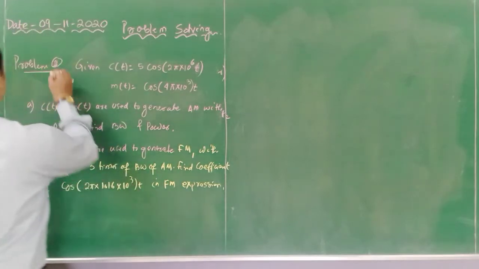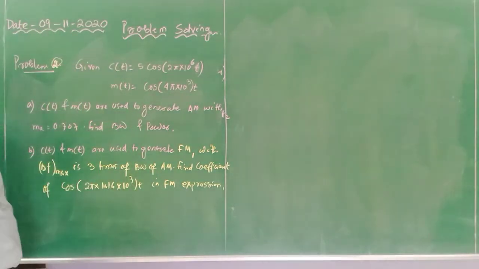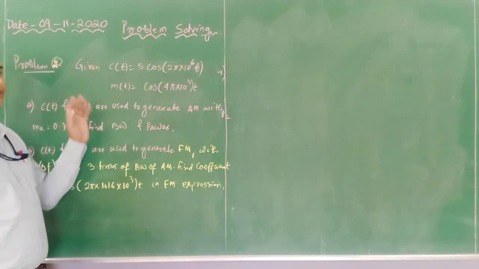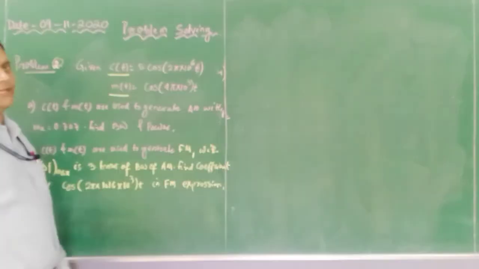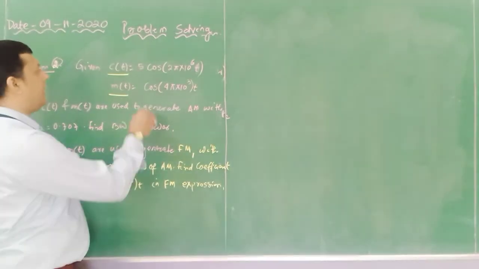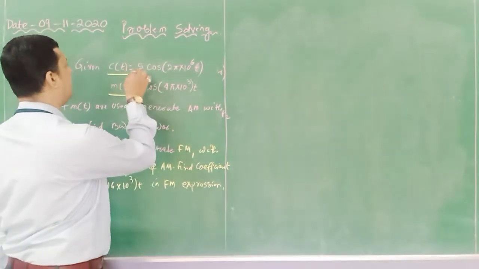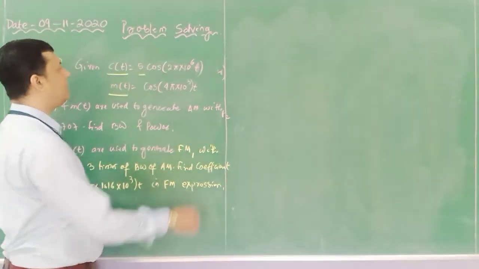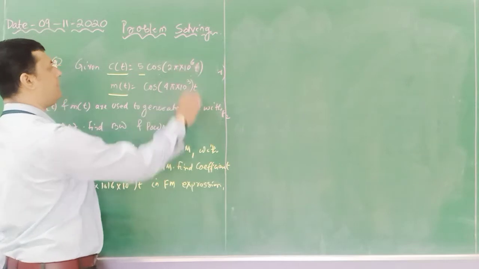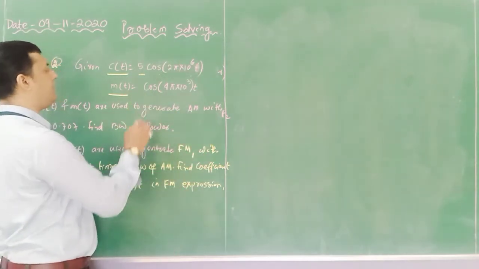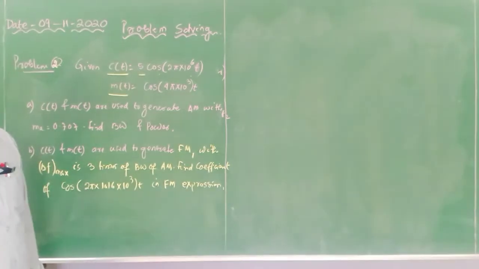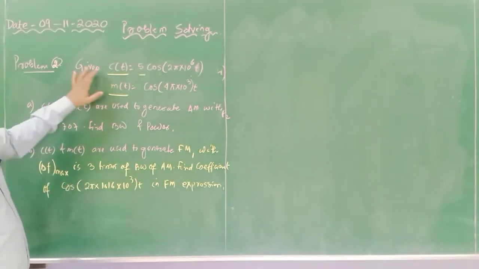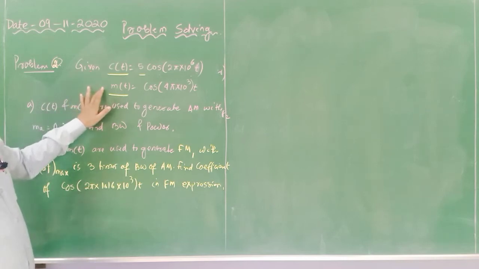Here, as given, there are two components, one is the carrier, one is the modulating signal. As per the question, the carrier has amplitude 5, cos of 2 pi into 10 to the power 6 t, and the message component has amplitude 1, cos of 4 pi into 10 to the power 3 t. So the carrier and modulating signal are provided.